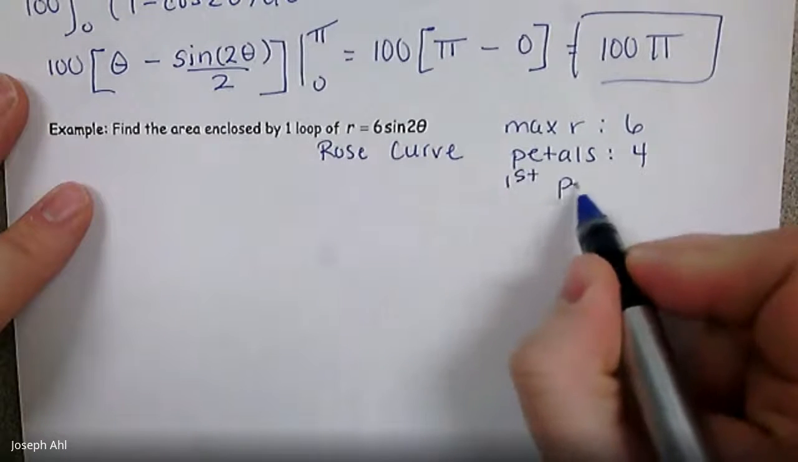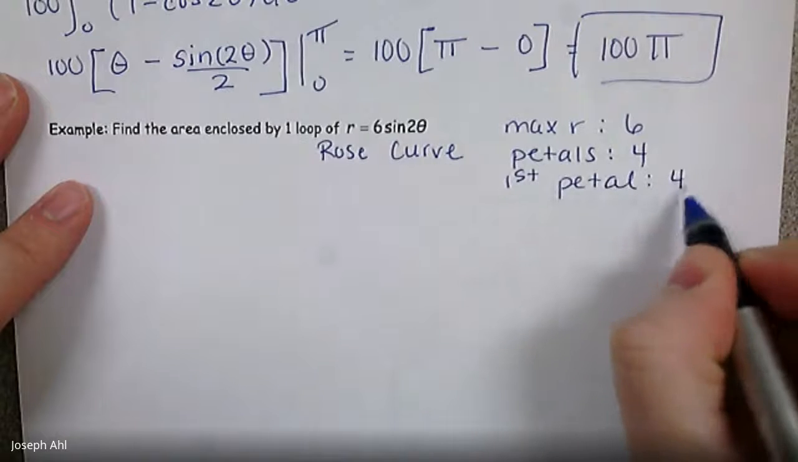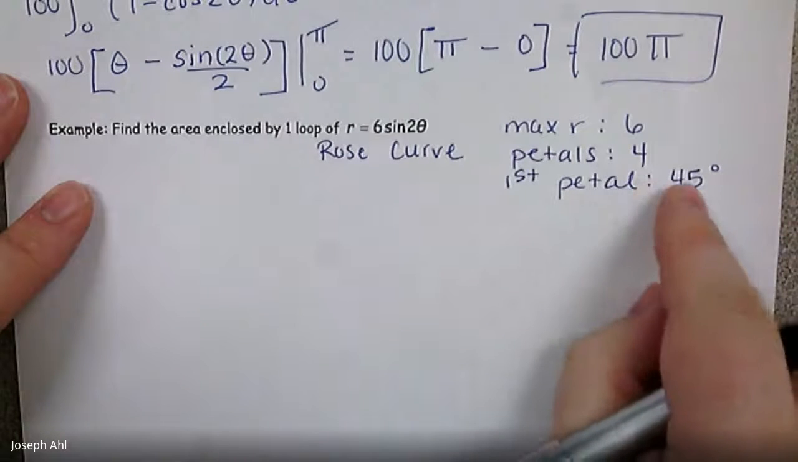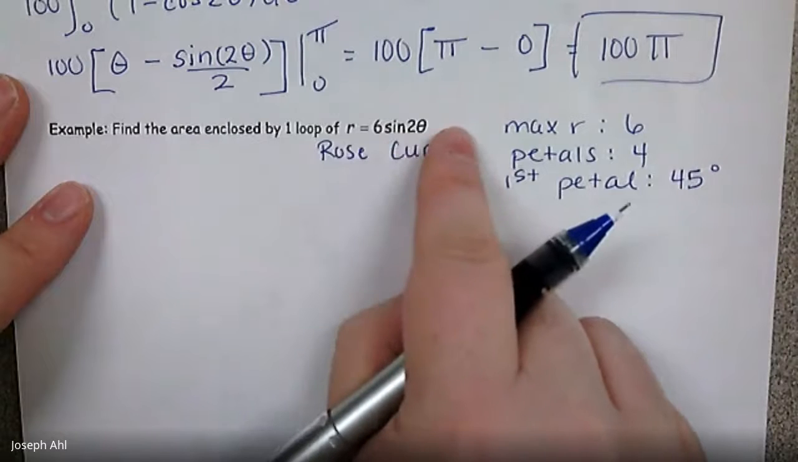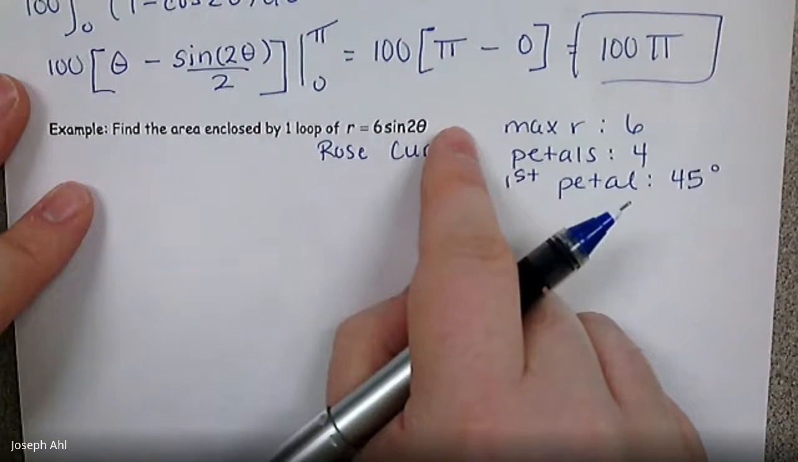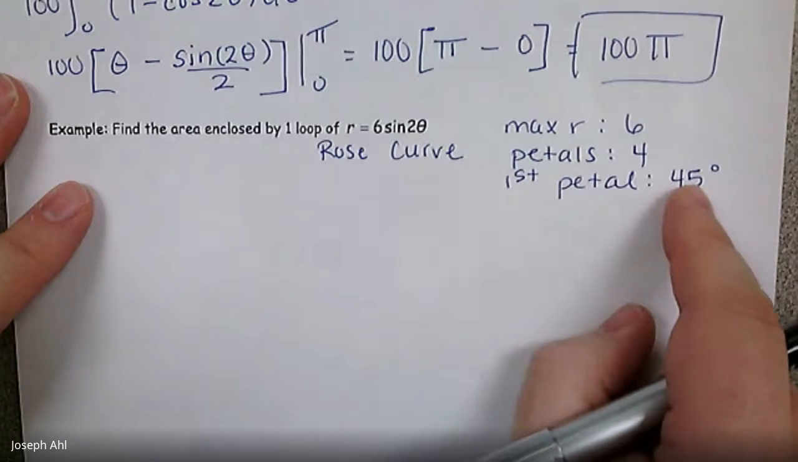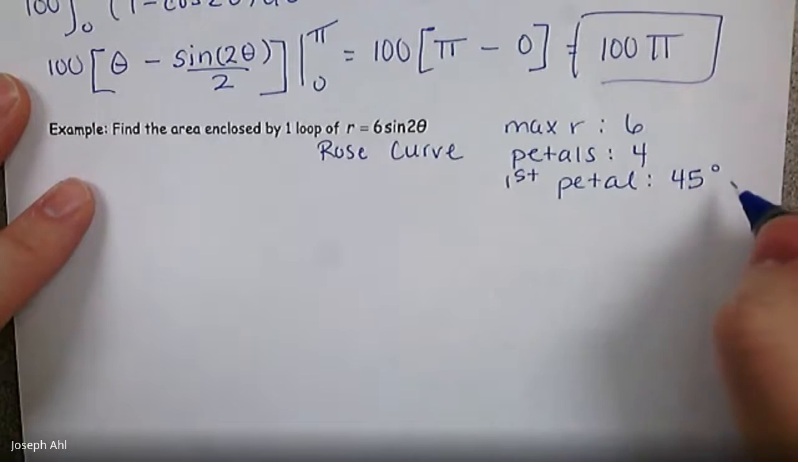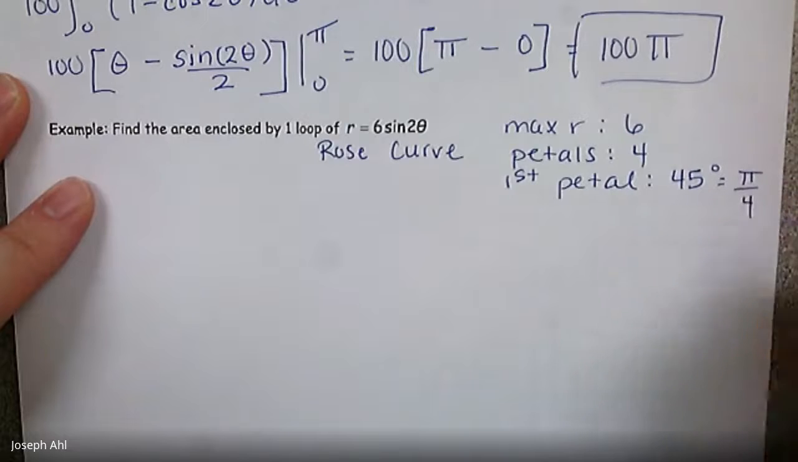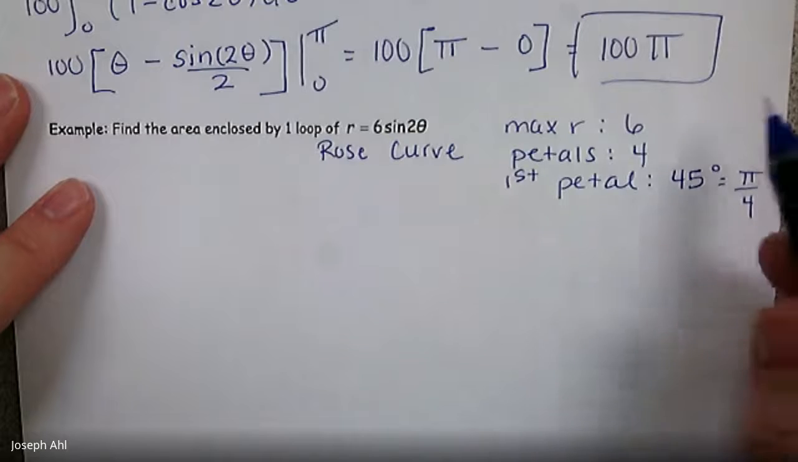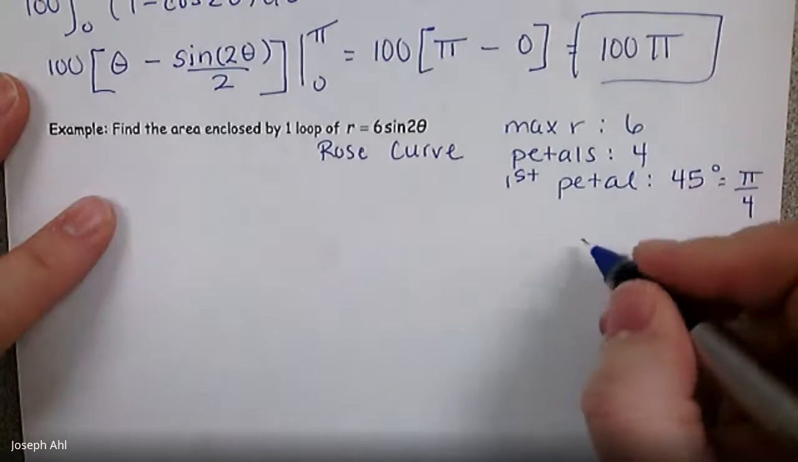And the last thing I'm going to write down is that the first petal max is going to be at 45 degrees. And the reason I know that is that sine has the max at 90. But if the frequency is 2 theta, that means it's going to reach its max at 45. And I realize I should probably write that as pi over 4. It doesn't really matter here. But yeah, at pi over 4, 45 degrees, that's where the max of the first petal is going to be.